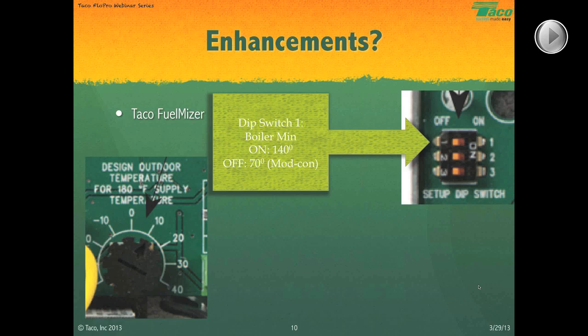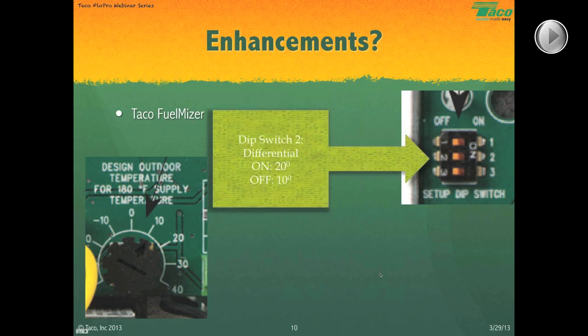Now 70 is the lowest temperature, or the boiler minimum. Dip switch number 2 is an adjustable differential. You can set it to either 10 degrees or 20. Now, under what circumstances would you pick one or the other? Well, that really depends. Generally speaking, if it's a lower mass, smaller boiler with not a lot of water content, you're probably looking at a 10-degree differential. You know, just so you have enough.